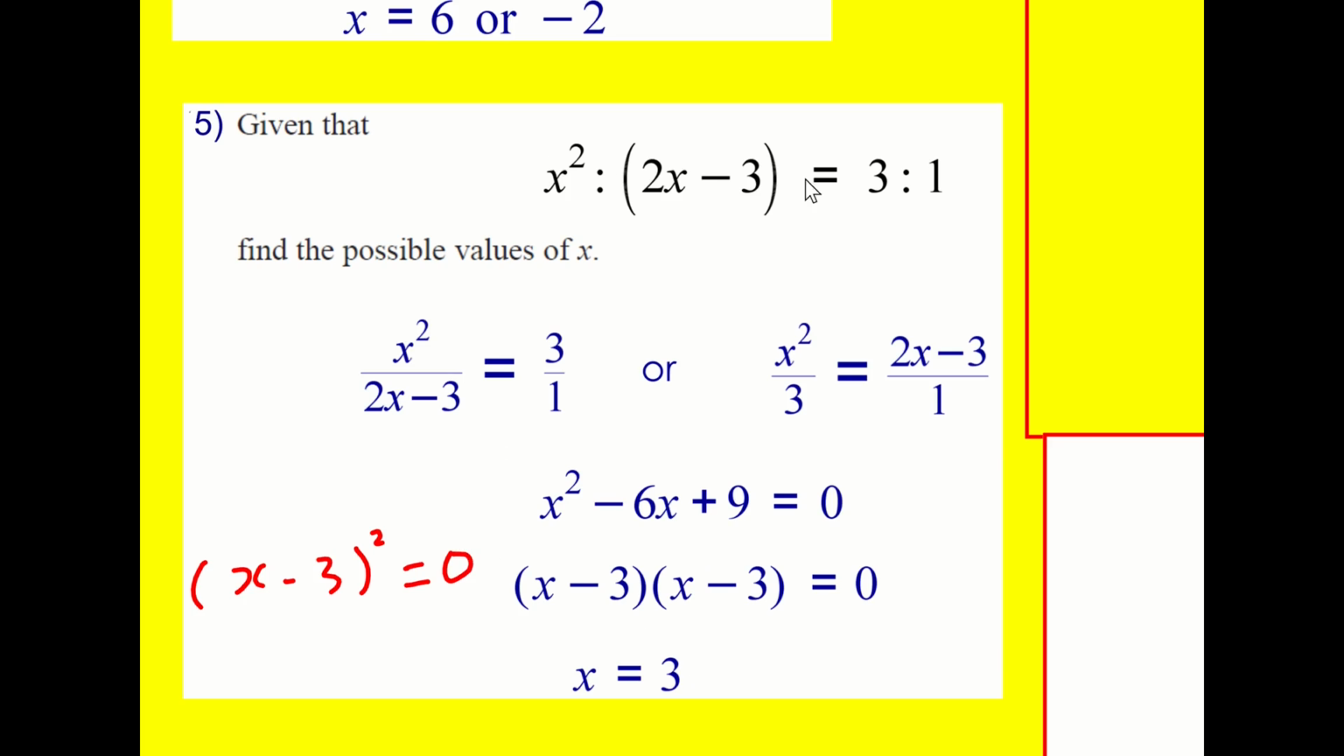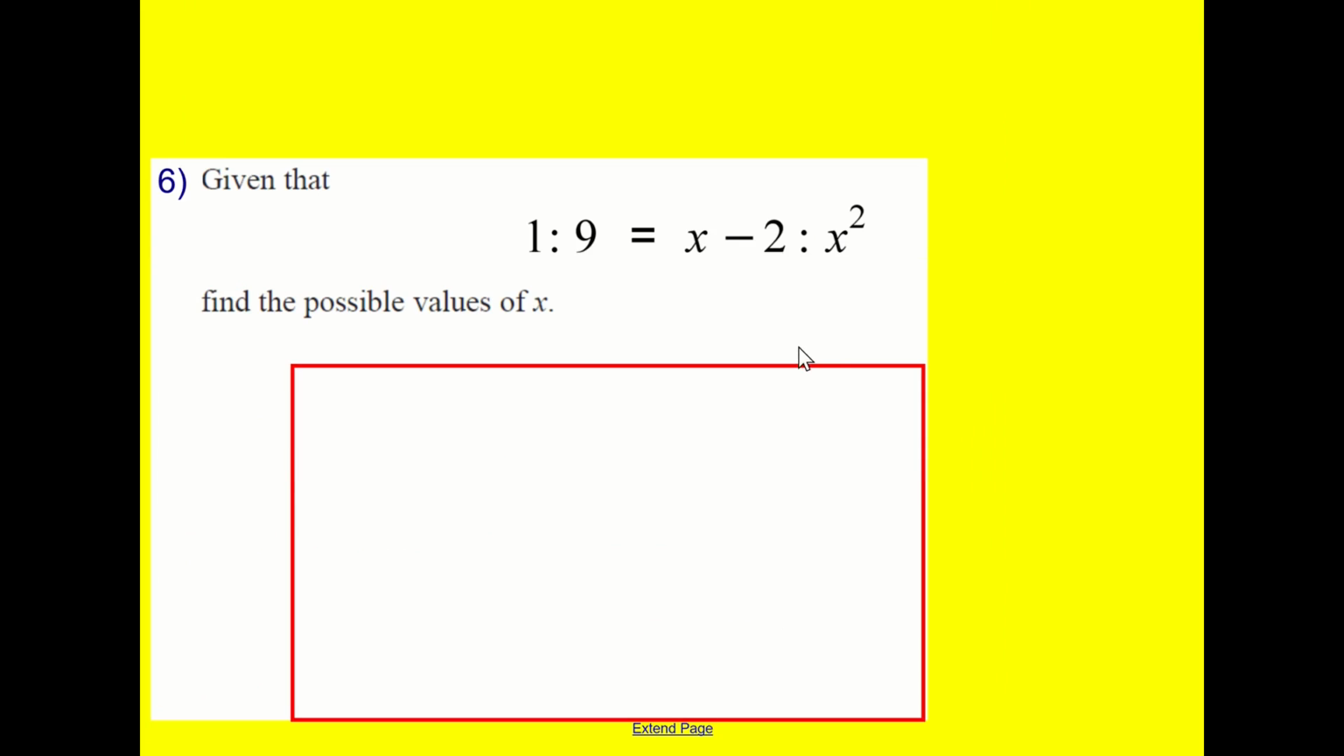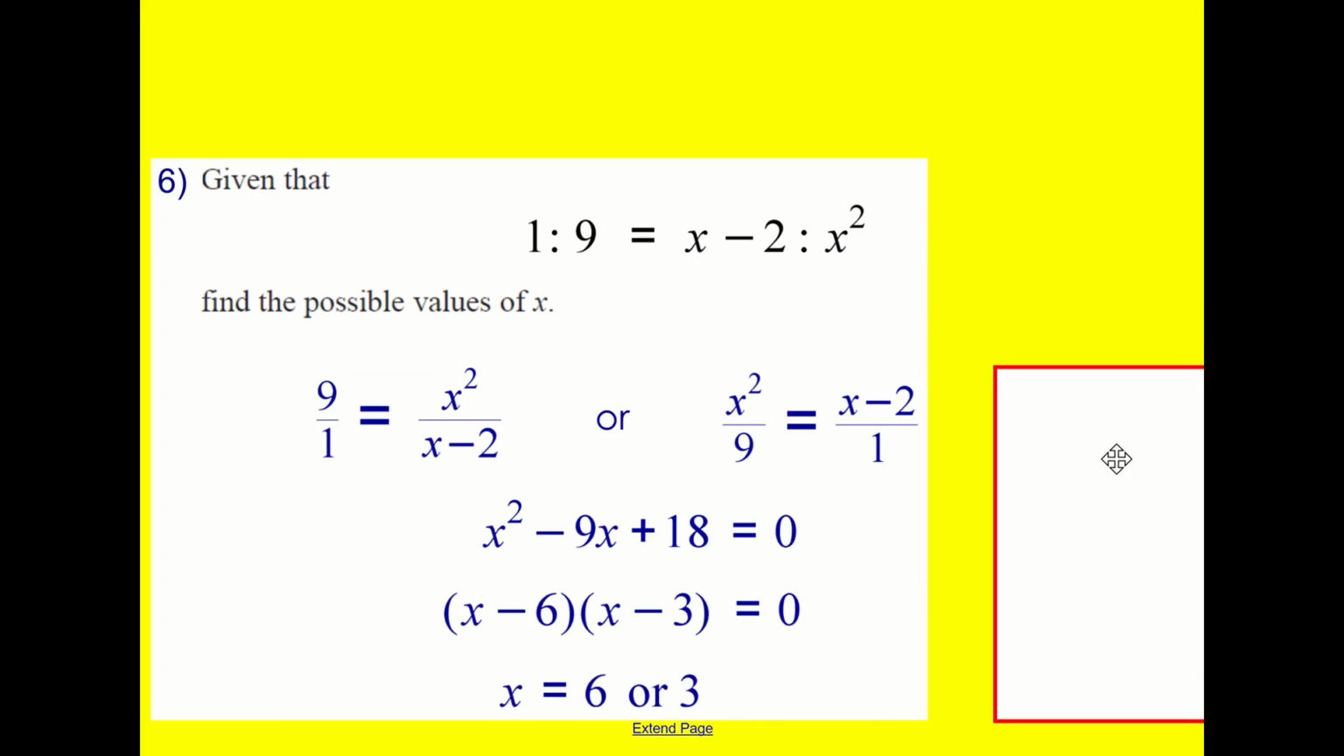And of course, you could be asked to actually write down what this ratio is. I don't know, just substitute back in. It's going to be 9 to 3. How about this one? Same idea. This is the answer.